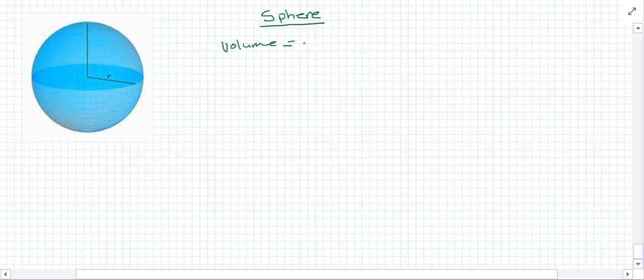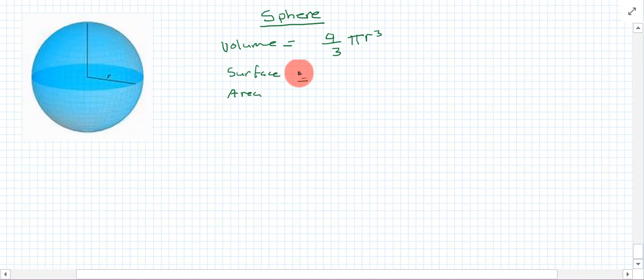So volume is equal to 4 over 3 pi r cubed. Okay, so that's volume. And then the other thing you could be asked for is surface area.